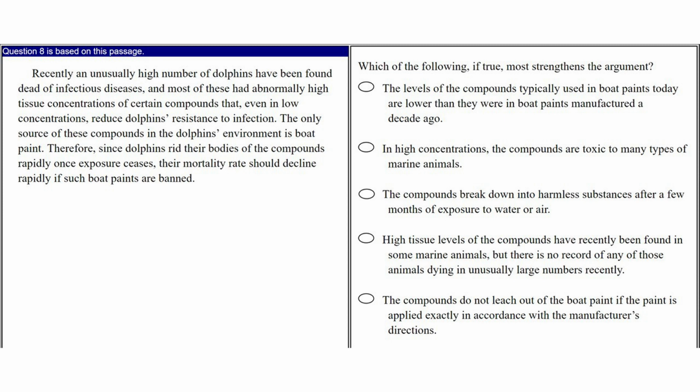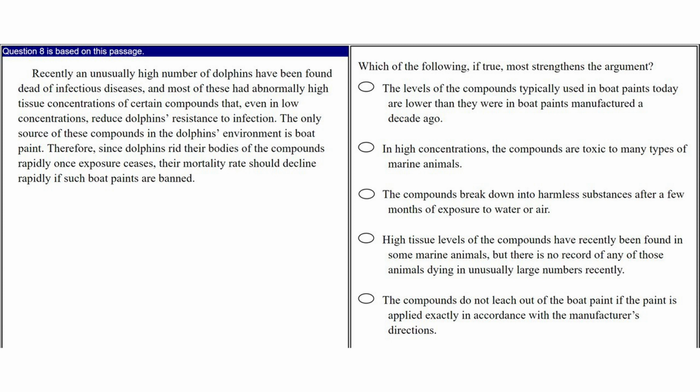Let's look at the answers. The first one, the levels of the compounds typically used in boat paints today are lower than they were in boat paints manufactured a decade ago. Okay, that's just a comparison with the past, doesn't really have any relevance now. 2, in high concentrations, the compounds are toxic to many types of marine animals. Well, again, that doesn't really affect this prediction specifically about dolphins. We're focused on dolphins dying here, so that's not right.